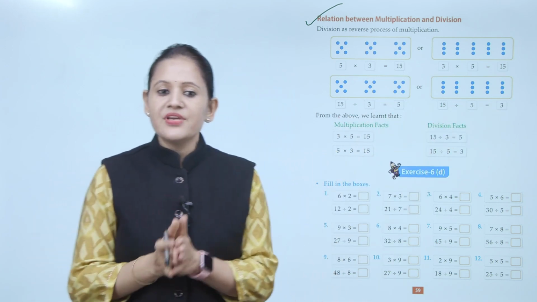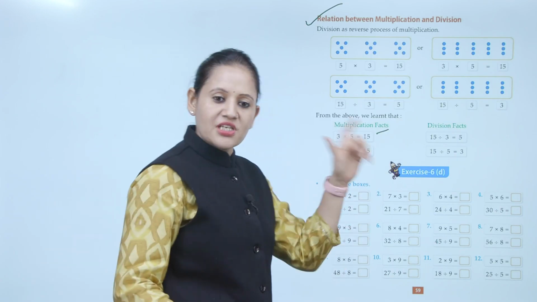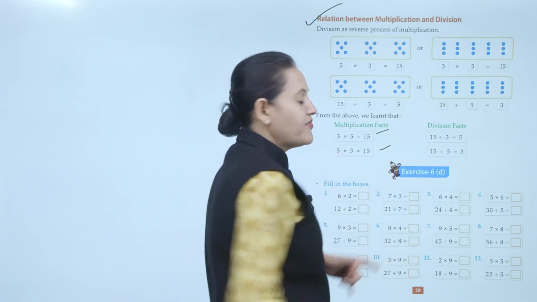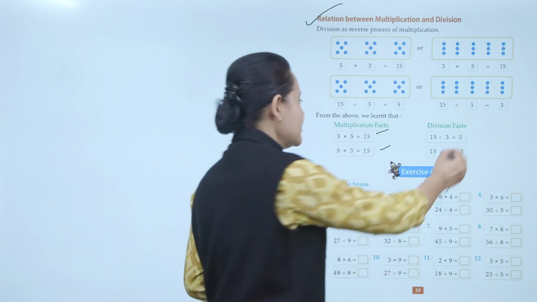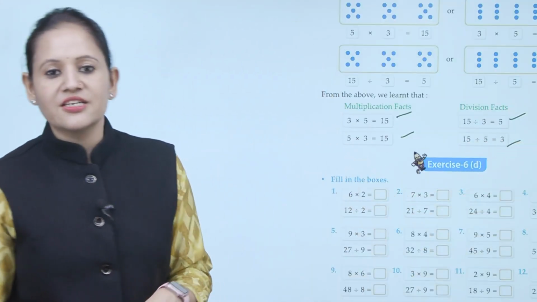So from the above, we have learned that the multiplication fact क्या हो जाएगा? 3 into 5, 15. 5 into 3, that is also 15. 15 by 3, that gives us 5. And 15 divided by 5, that is equals to 3. That is the division fact.